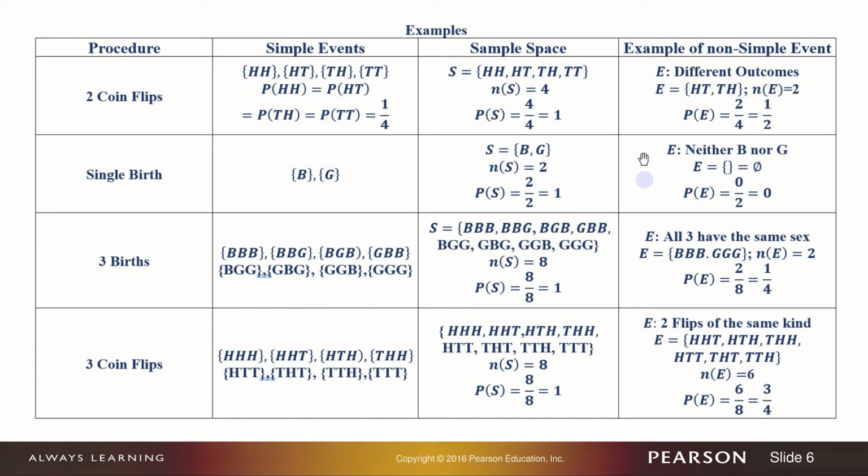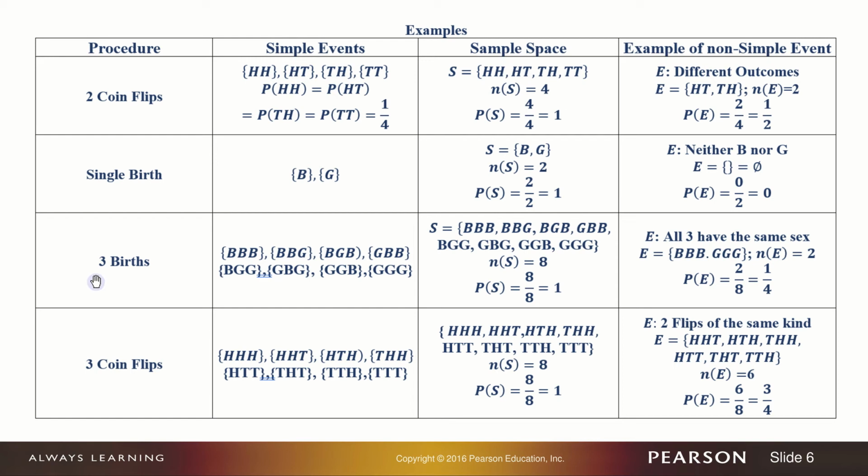So what about the event that says the result is either heads or tails? Remember, that would be a non-simple event as well, and its probability will actually be 2/2, which is 1. So even though we have that here, this could belong to this column as well.